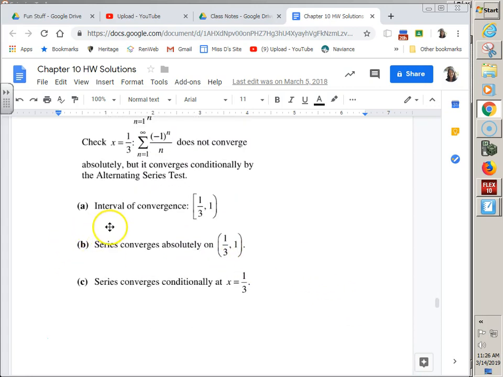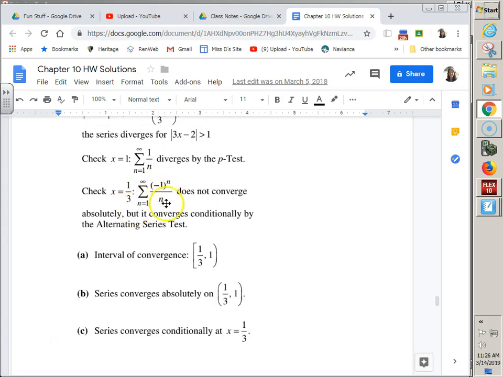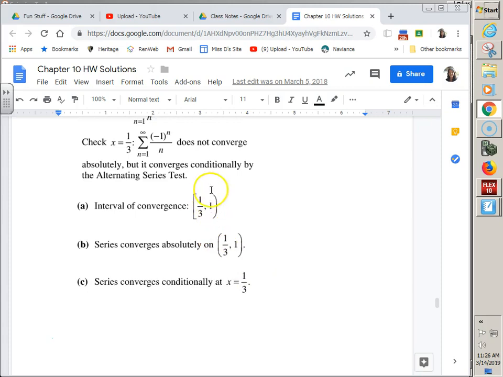Now, in the book, though, it asked about absolute and conditional for B and C. So it only converges absolutely within the interval, not at the endpoints. But conditional convergence is at 1/3. So they're forcing you to analyze it. So technically, Maggie, answering the question, I didn't realize it literally asked for absolute versus conditional. At 1/3, it's not absolute because take away the alternator and it diverges. But the interval of convergence is bracket 1/3, comma 1, unless they say something else.